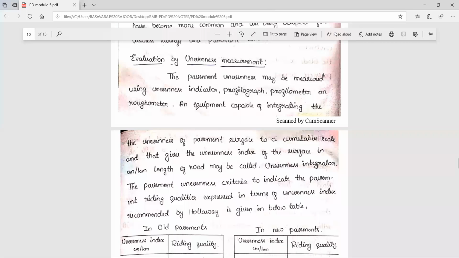The evaluation by unevenness measurement. Generally, the key component to a quality pavement management system is quality data collection during the pavement evaluation process. It is important that the data collected during each inspection can be compared with previous pavement inspections. Several methods for data collection are available. The method selected should reflect the capabilities, goals and objectives of the pavement management system.